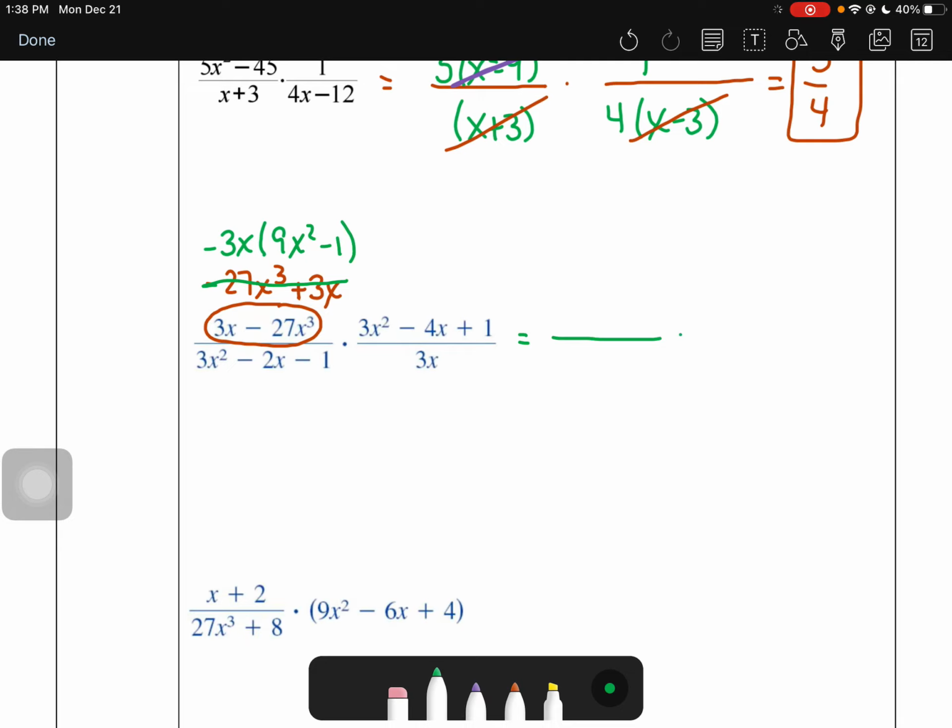So now I'm going to factor each of these, if I can even more. So I have my negative 3x, and then 9x squared minus 1 is the difference of squares. So we have 3x plus 1 and 3x minus 1.